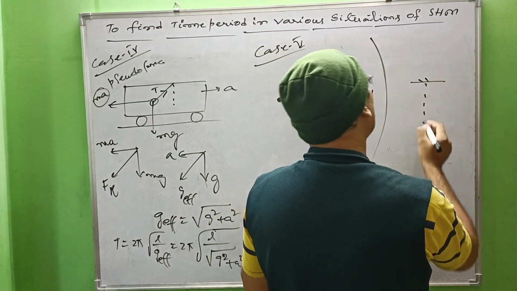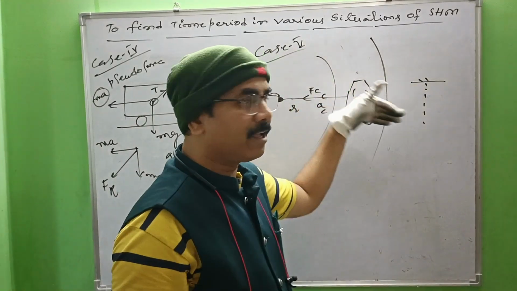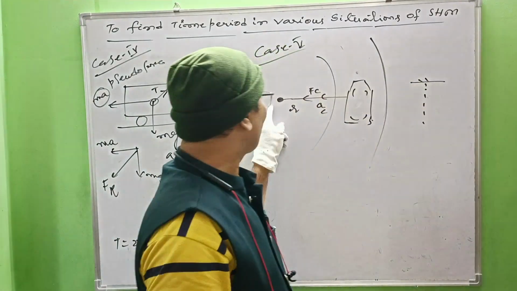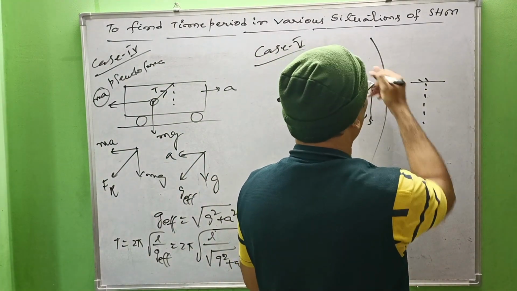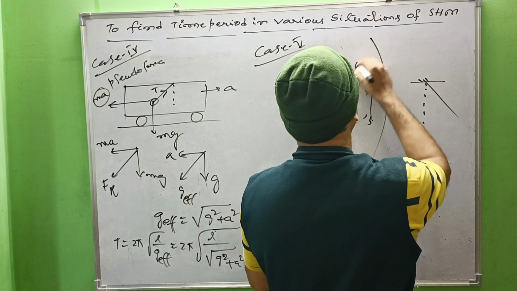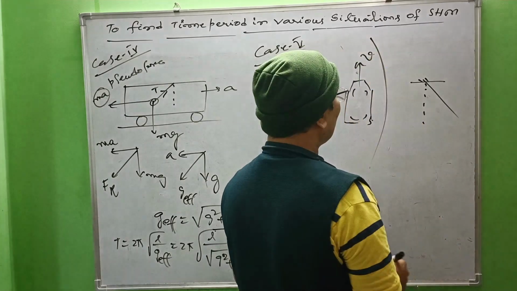See, this is the mean position. Now AC is directed towards the center. Definitely, the pendulum is pulled away from the center of the circular path. Why? Because the pseudo force is acting opposite to the acceleration of the car. So, see, the car is taking a turn with constant speed v, right?